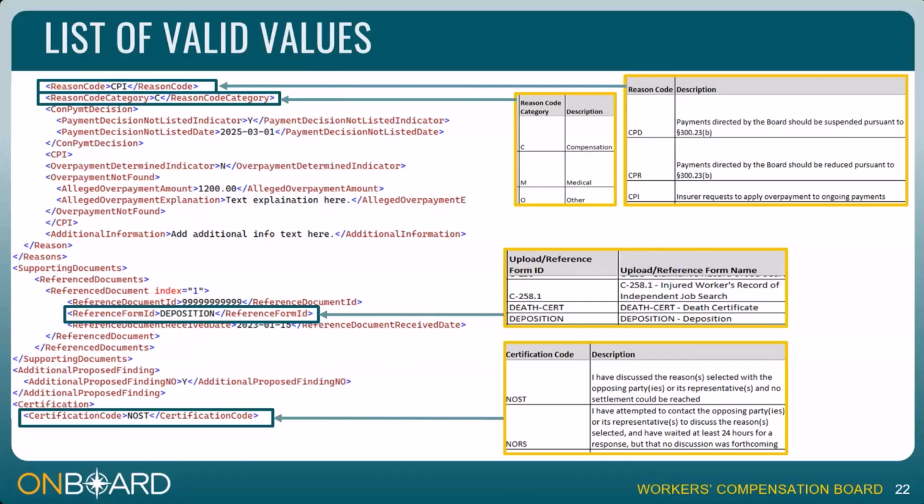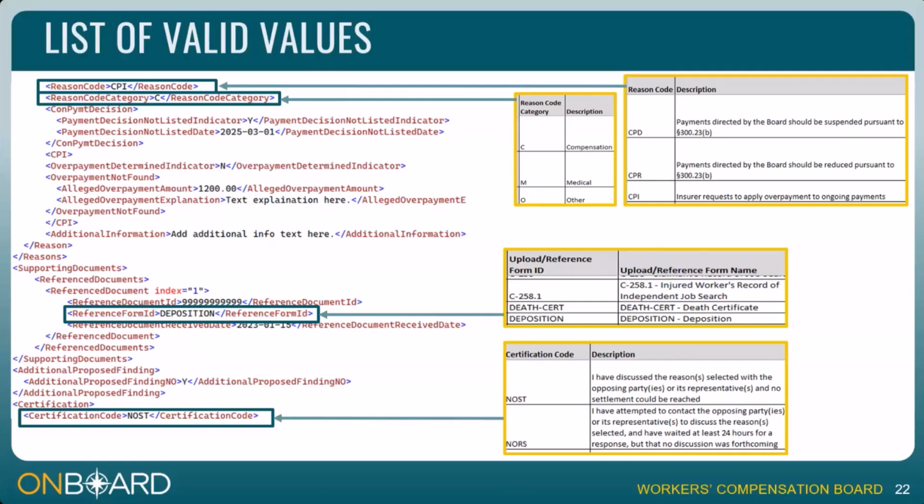Now, in the last slide, we saw certain codes getting used. For example, the reason code was CPI. Where do we get these codes from? Again, we refer to the EDI spreadsheet that Mike Hunter showed us a few slides ago, and which is also published on the website. That's from where you learn to put C for reason category, which stands for compensation.